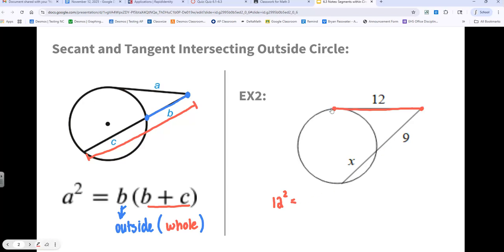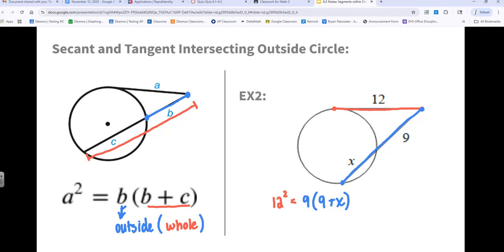And then this part here, we're looking at this part here. We're going to do the outside, which is 9, times the whole thing, which is 9 plus x. It's not 9 times x like it was on the last problem. The last problem is going to make a much more simple equation.